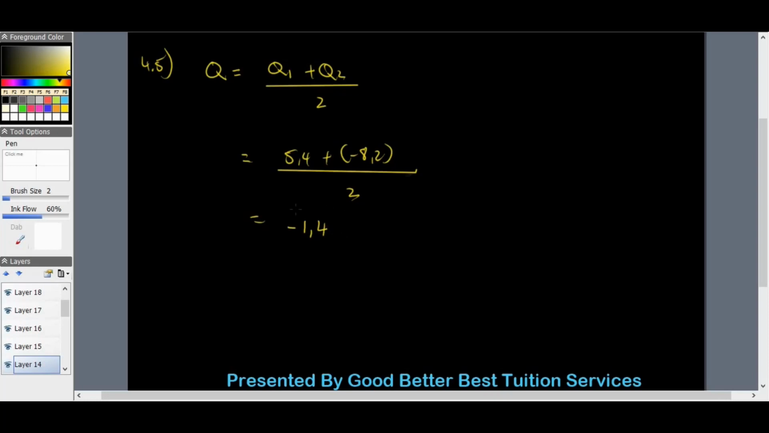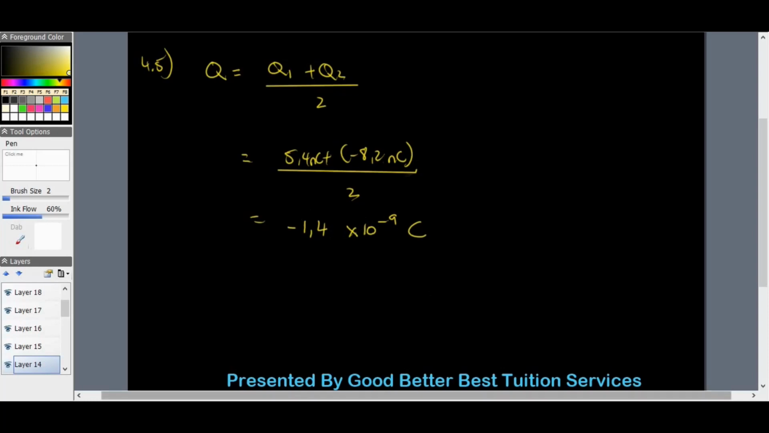Of course, it's my bad. I forgot to add in the times 10 to the negative 9, because it was in nanocoulombs. How foolish of me. So just use nanocoulombs, times 10 to the negative 9. And the same thing here on this one, times 10 to the negative 9. And obviously we get negative 1,4 nanocoulombs, times 10 to the negative 9 coulombs. That is our answer there.